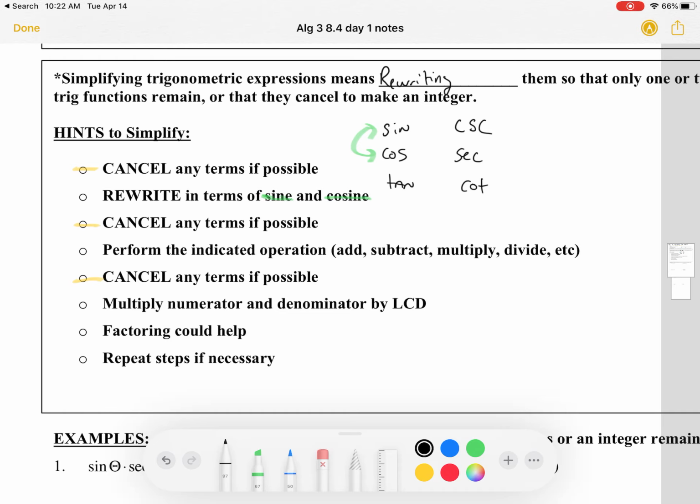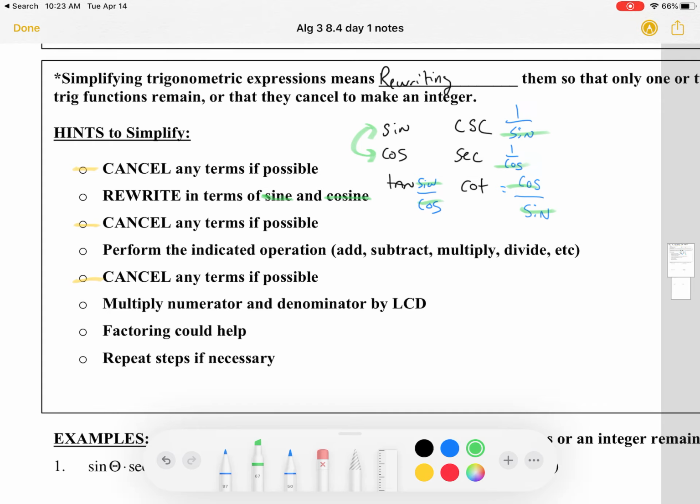Now, why do we want them in terms of sine and cosine? Well, if you remember, what is tangent equal to? Tangent equals sine over cosine. So if everything's in terms of sine and cosine, we can then simplify it down to something smaller. Cotangent we can rewrite as cosine over sine. Cosecant is 1 over sine, and secant is 1 over cosine. So we want to rewrite everything in terms of sine and cosine because each of these has at least sine or cosine involved with them.